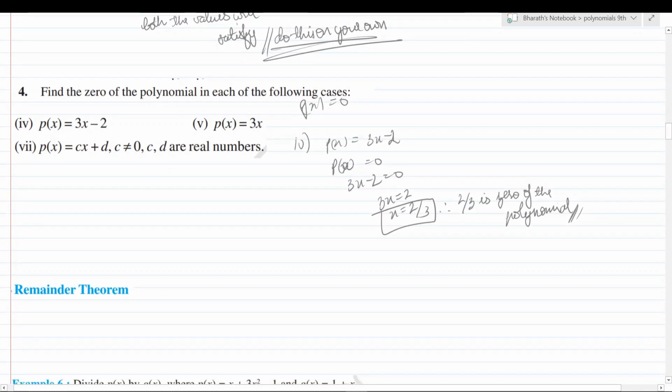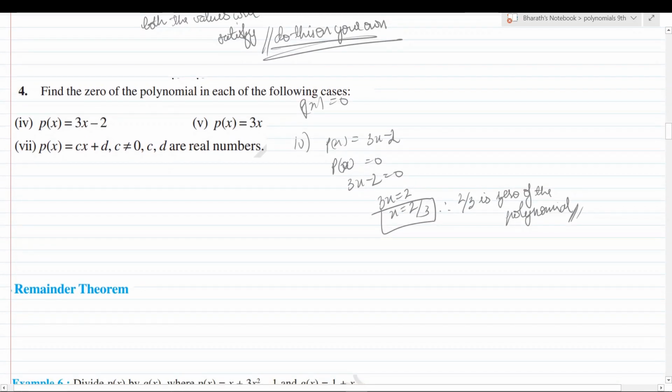Same thing, do it for the fifth question. Substitute x equal to 0, x is equal to 0 by 3, which is 0. So x is equal to 0 is the zero of the polynomial in the following cases.